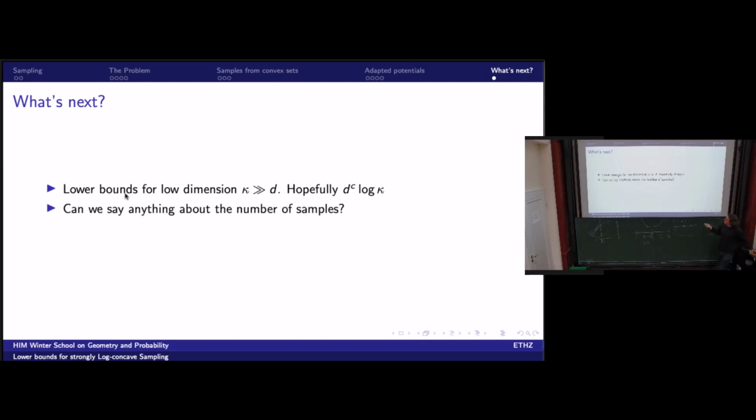What else? What about the number of samples? You should be able to say something out of this theorem. I don't know what, but you should be able to extract something out of this theorem.